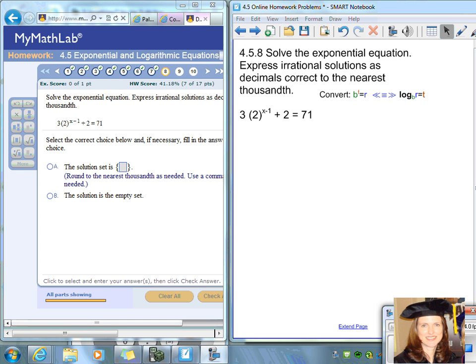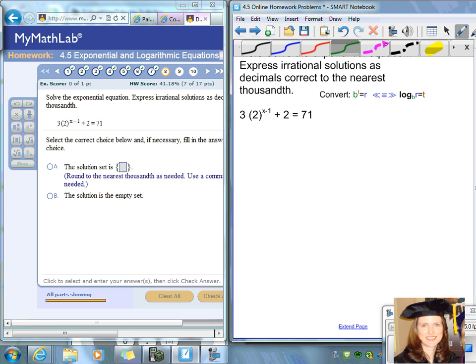Question number 8. Solve the exponential equation. Express irrational solutions as decimals correct to the nearest thousandths. This is an exponential equation, and in order to solve this, we can use logarithms.